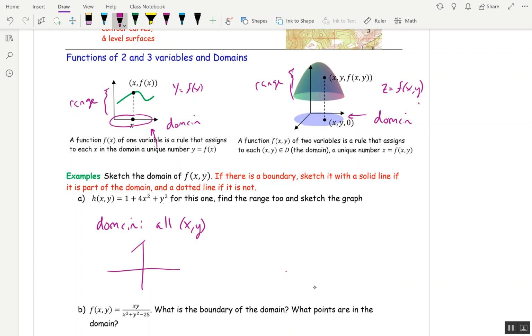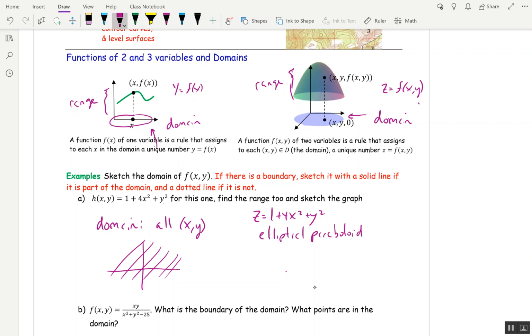So not much of a graph, you just sketch in the whole xy plane. But for this one, we want to graph the actual surface, which we can do, because this happens to be one of the quadratic surfaces that we learned about in I think it was section 2.6 or something. I can't remember the number. But if I write this as z equals 1 plus 4x squared plus y squared, I see this is an elliptical paraboloid.